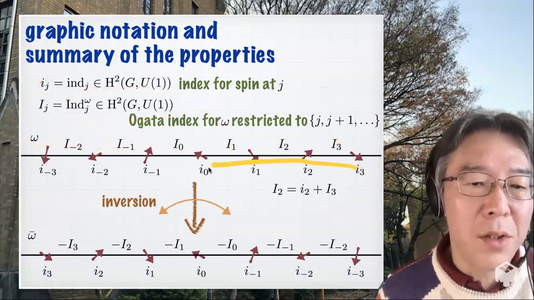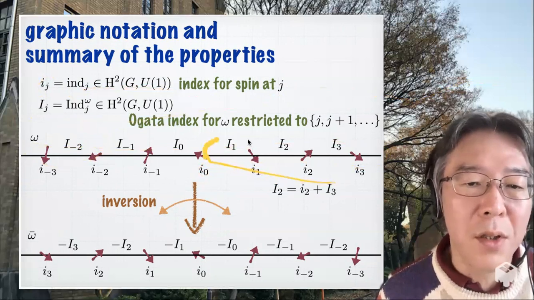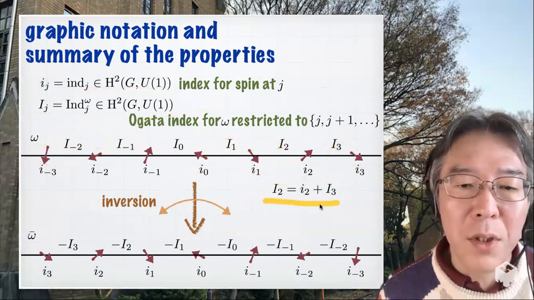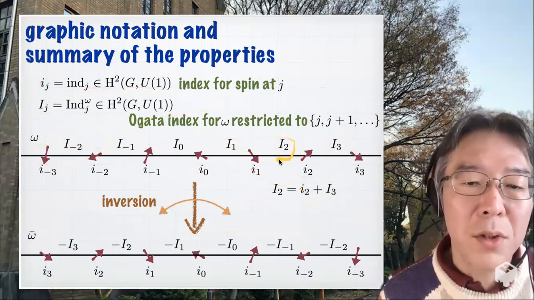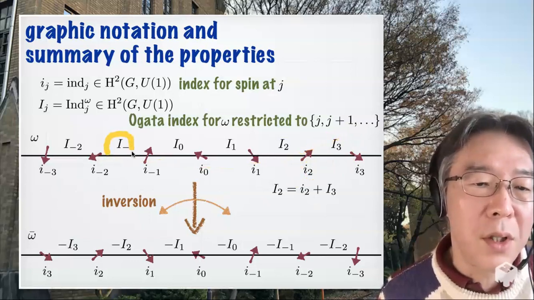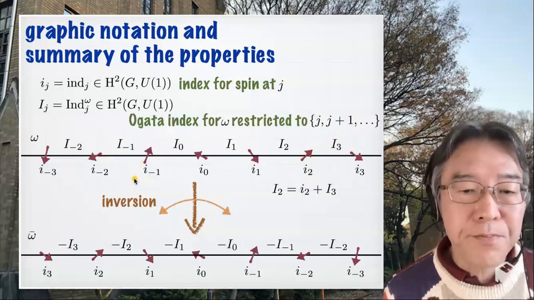It doesn't say anything yet. These are spin indices and these are Ogata indices. But I tell you that there is this additivity. The Ogata index I_2 is the sum of this spin index and this Ogata index. Similarly, for example, this Ogata index is the sum of these two indices, and so on.